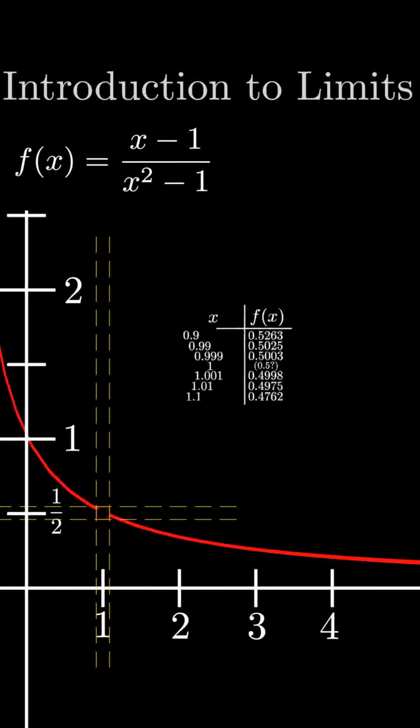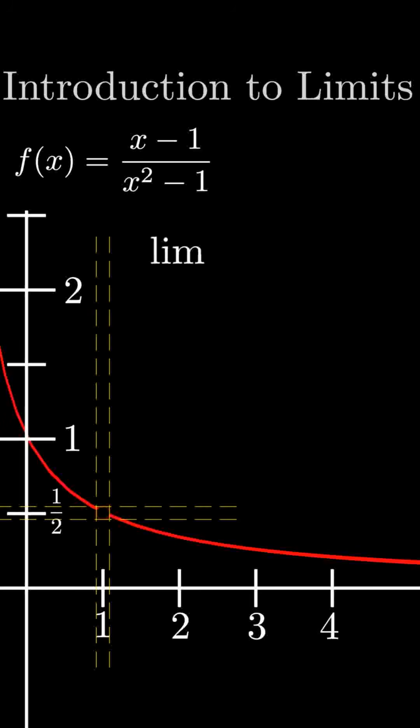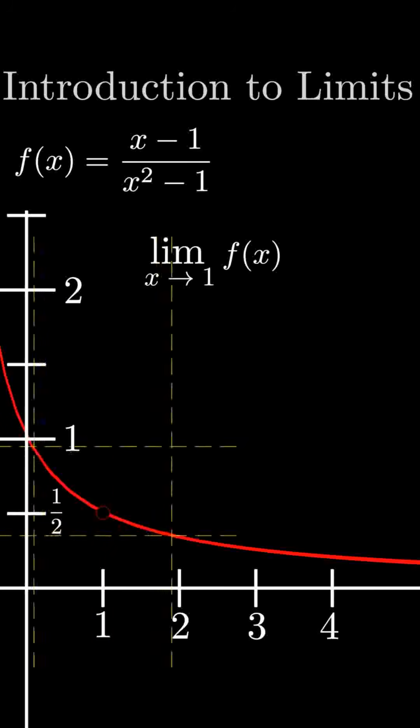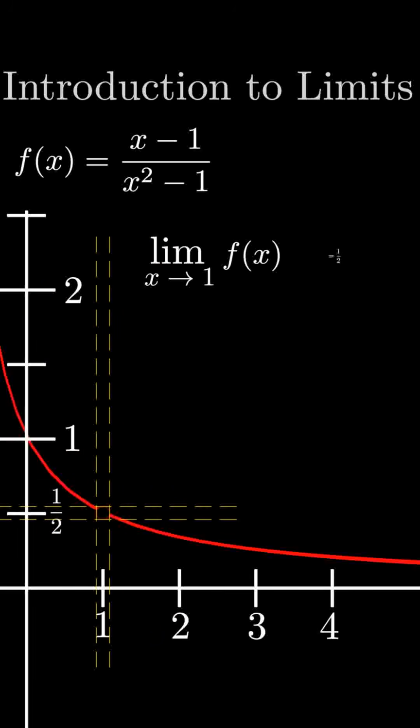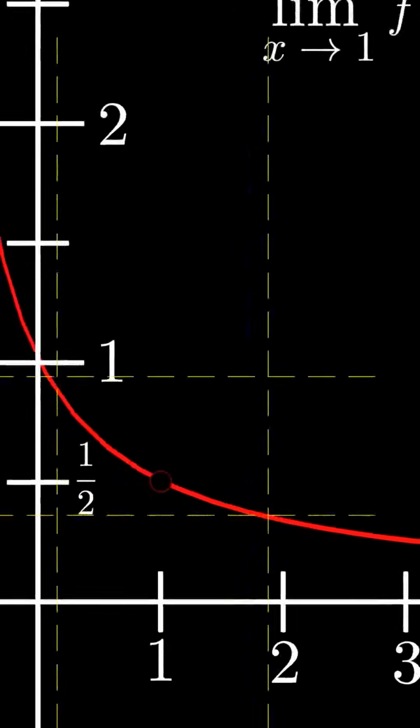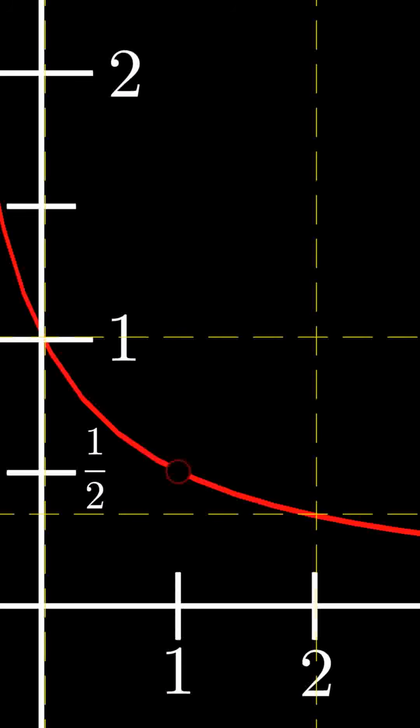Now we introduce the idea of a limit. The limit, denoted as lim as x goes to 1, written with x, a little arrow, and 1, of this function f of x, is simply the value that the function approaches as x approaches 1, which in our case is equal to 1/2. Crucially, this limit must have the same value if you approach 1 from the left and from the right.